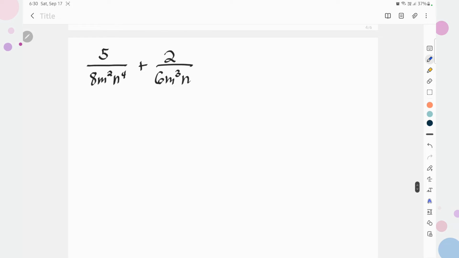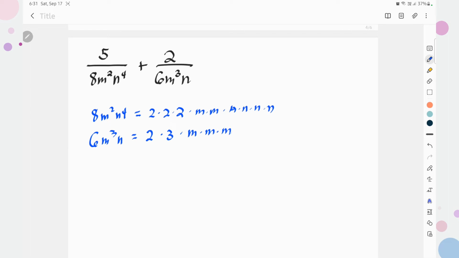Okay, another one is 5 over 8m squared n to the 4th plus 2 over 6m cubed n. Technically, when you were in elementary or in your younger years working with fractions, you get the LCM, right? Or LCD rather, LCD. So we can list down this one. So 8m squared and n to the 4th. So we can have it here like 2 times 2 times 2. And then I have now 2m. And then I have 4n, right? 1, 2, 3, and 4. Now, for this one, it's 6m cubed n. So I have now 2 times 3 times 3m's, right? Then 1n.